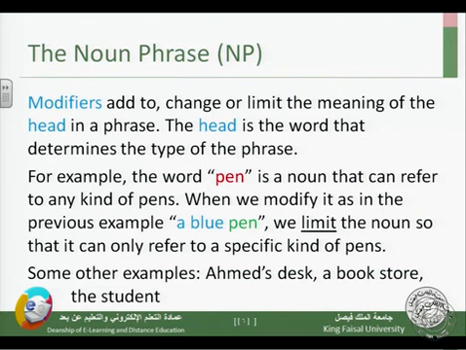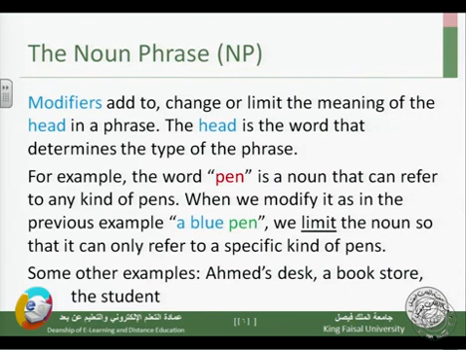Some other examples of heads and modifiers in noun phrases: Ahmed's desk. Desk is the head here, and Ahmed's is the modifier. So when we say desk, we can talk about any desk, okay? But when we add Ahmed's desk, we limit it to one specific desk. So Ahmed's, the desk belonging to Ahmed. A bookstore. Store can refer to any store, but when we add the modifier book, we limit its reference. We limit the way that it can be interpreted. So it can only be a store that sells books.